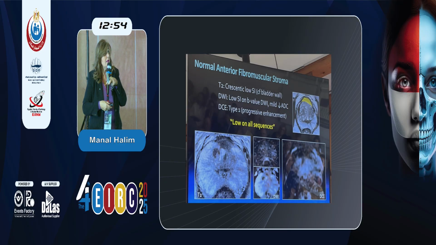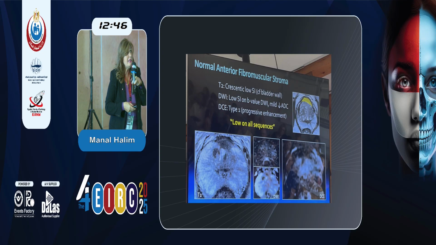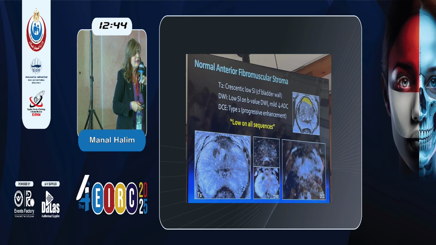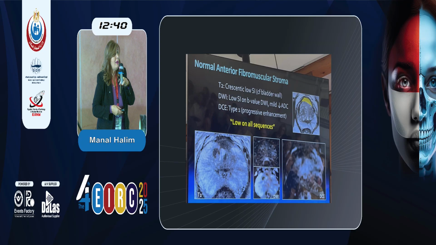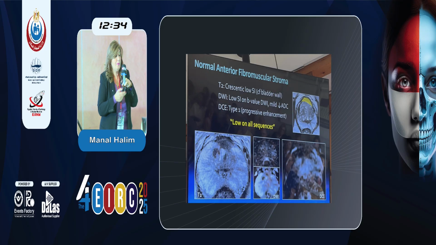Another normal variant is the presence of normal anterior fibromuscular stroma, but sometimes this normal stroma hypertrophies. Where is this anterior fibromuscular stroma? It's in the anterior part. It looks like a crescent of low signal intensity. Thank God it's low signal intensity in all pulse sequences. It's low in T2 weighted images, low in the diffusion weighted images, and low in the ADC.